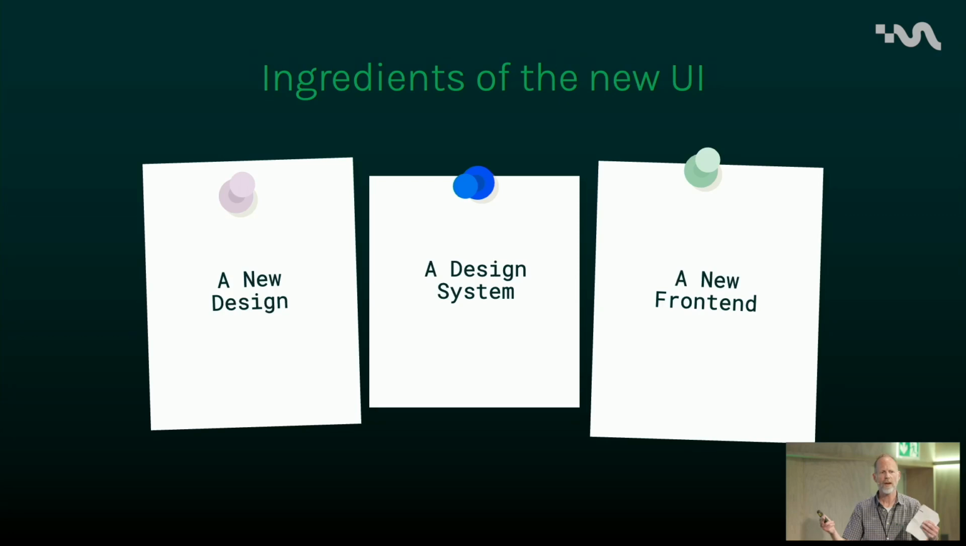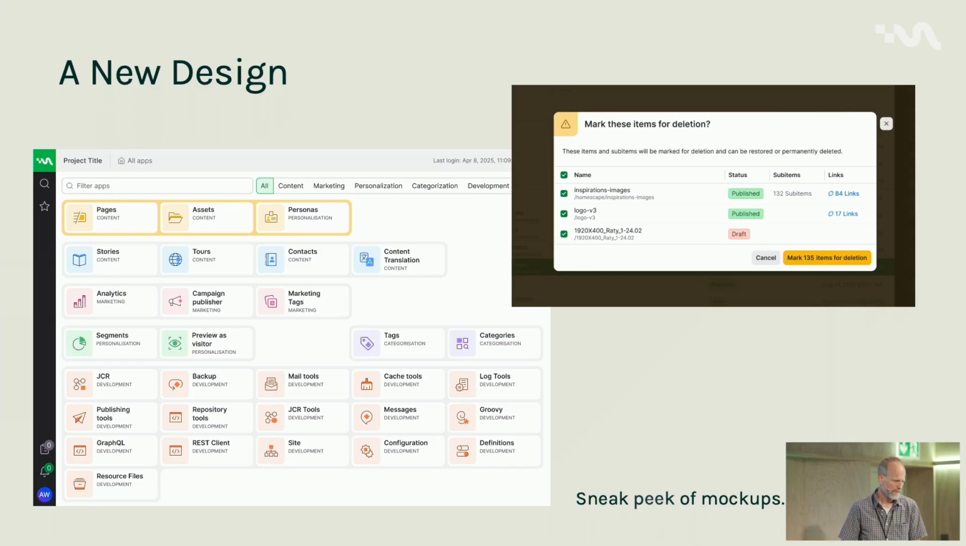There's kind of three main ingredients. The design itself, a new design for how the Admin Central should work. Then getting more concrete, a design system to help actually implement that design for developers. And then technically how the actual front end that is going to become Admin Central. So let's go through those three.